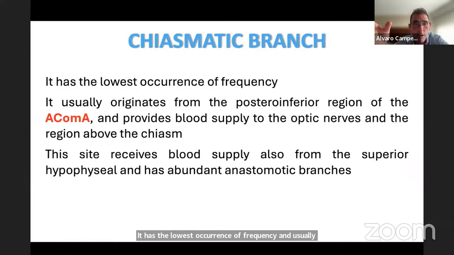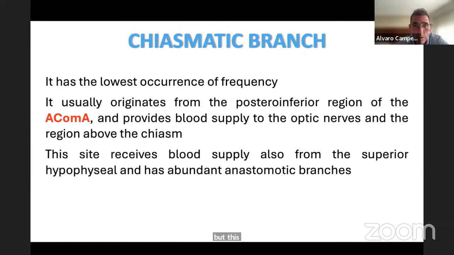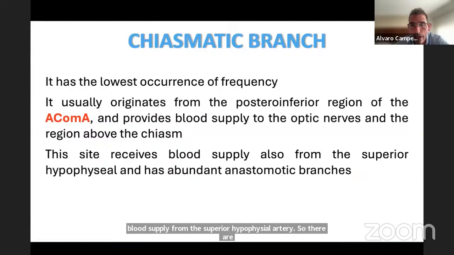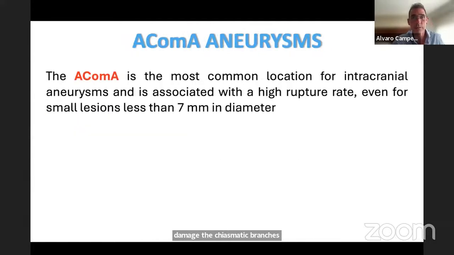And finally, the chiasmatic branches have the lowest frequency of occurrence and usually originate from the posterior inferior region of the ACom artery, but go inferior and to the front, not posterior like the hypothalamic branches. They provide blood supply to the optic nerves and the region above the chiasm. But this portion of the optic nerve and the chiasm also receive blood supply from the superior hypophyseal artery. So there are a lot of abundant anastomotic branches, and we don't have a big problem if we damage the chiasmatic branches, different from the hypothalamic branches.